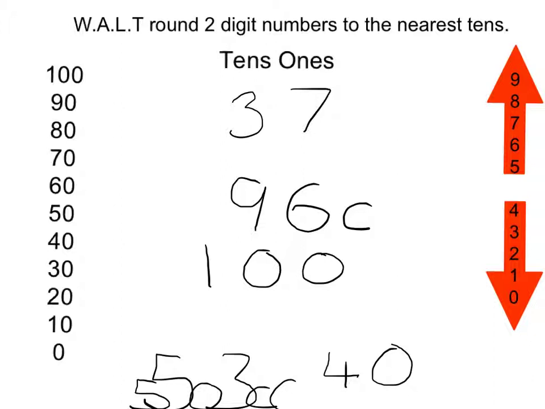What I want you to do now is, on the next page, I'm going to put some numbers up on the whiteboard, and I want you to try and round these numbers using the arrows to help you, and also using these multiples of 10 down the side to guide you. Thank you.